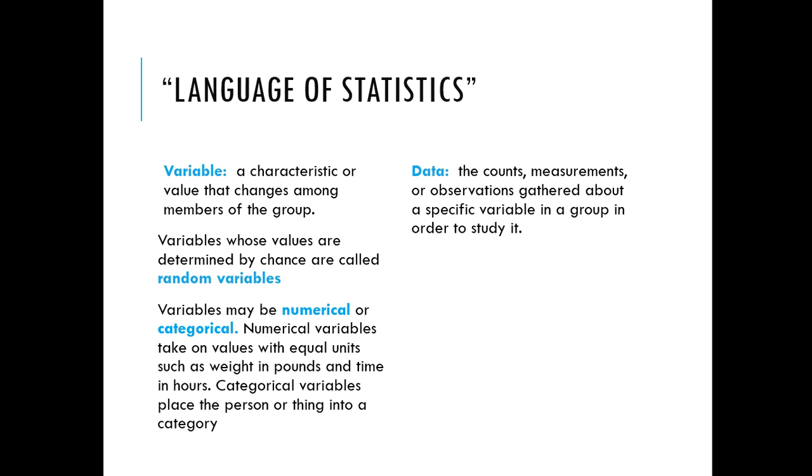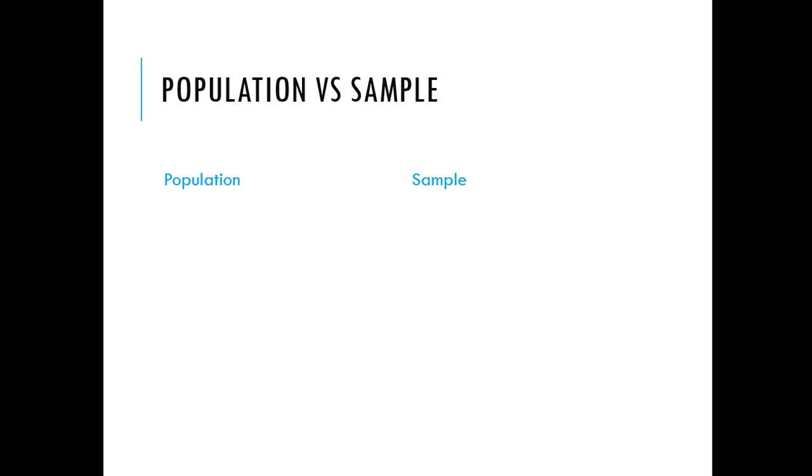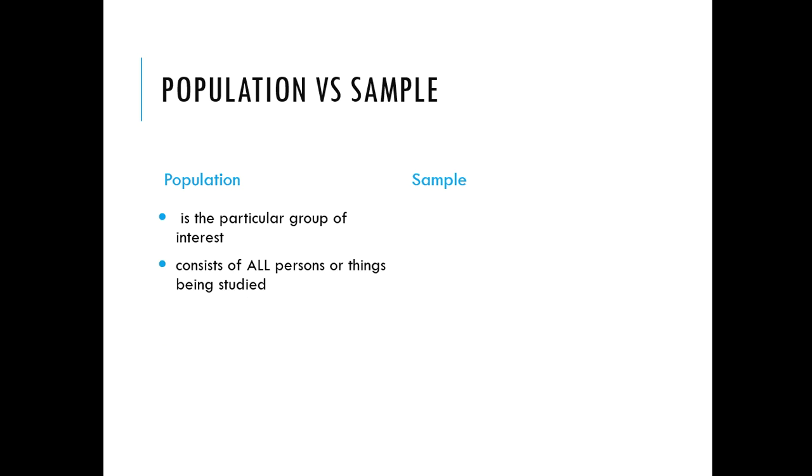So when you gather this stuff, we call it data. And it's the counts, measurements, or observations gathered about a specific variable in a group in order to study it. A datum is a single value of data, but we don't really use these in statistics. We usually try to have more than one data value. So let's talk about a population versus a sample. So a population is the particular group we're interested in.